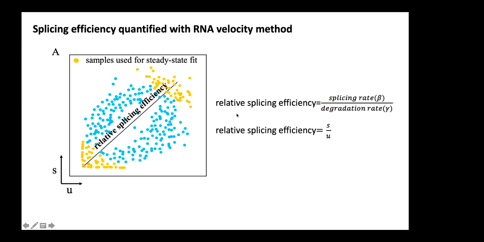Here, we define the relative splicing efficiency as a y-value in our model. It equals to the ratio of a splicing rate and the degradation rate. It also can be obtained directly from the ratio of abundance of spliced RNA and unspliced RNA.